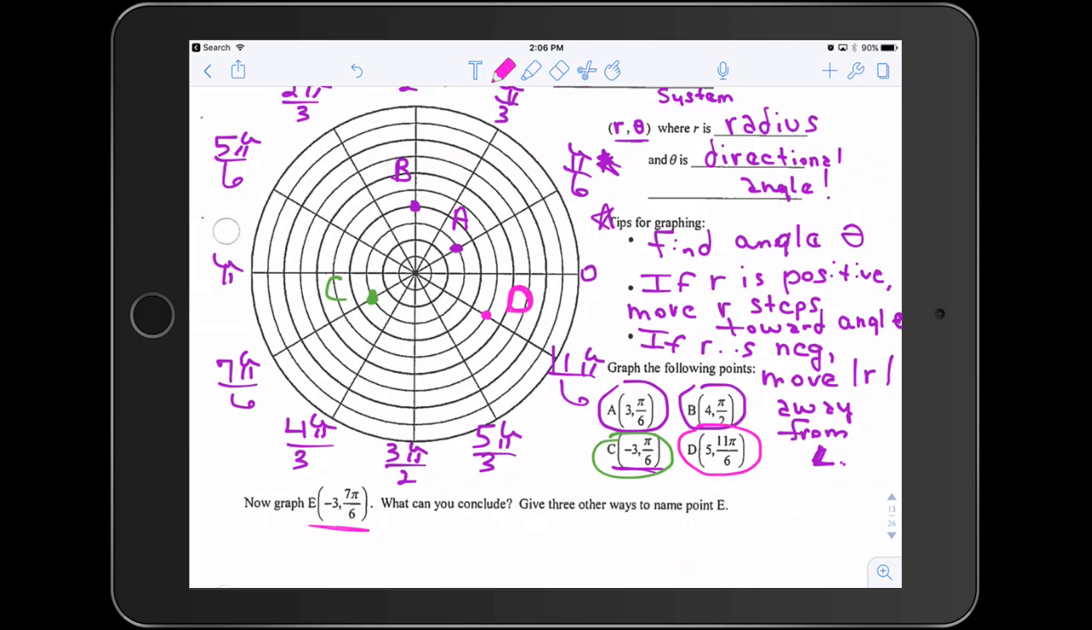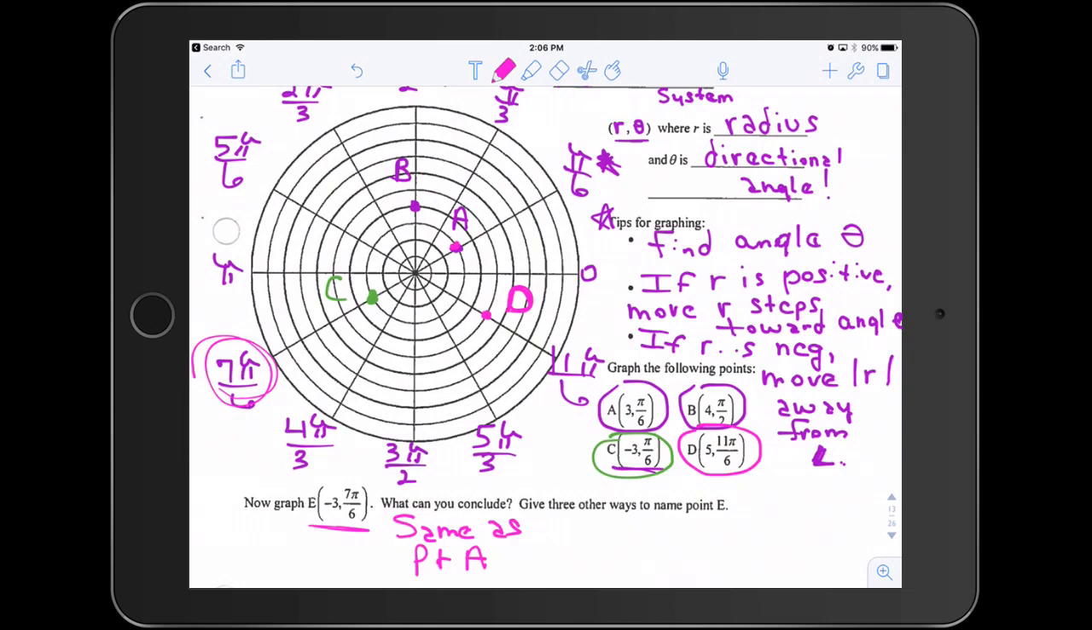And what can you conclude? Well, if you rotate 7 pi over 6 all the way around, you're over here at this angle right here, but when you're starting at the center, you're not going towards 7 pi over 6, you're going to go away from it. And you know what? It ends up in the same exact spot as point A. So point A and point E are the same, so what can you conclude? Well, same as point A. Give 3 other ways to name that point.